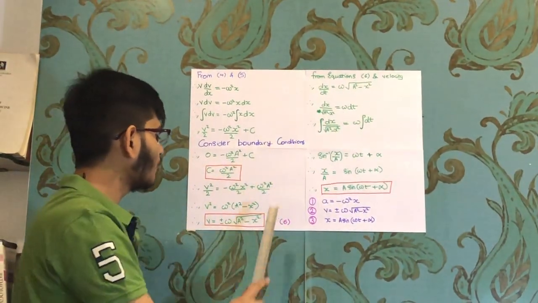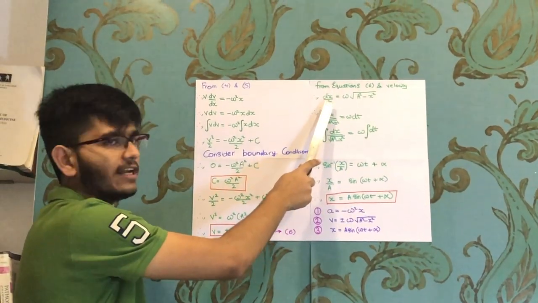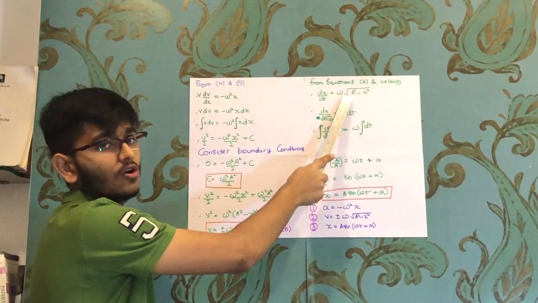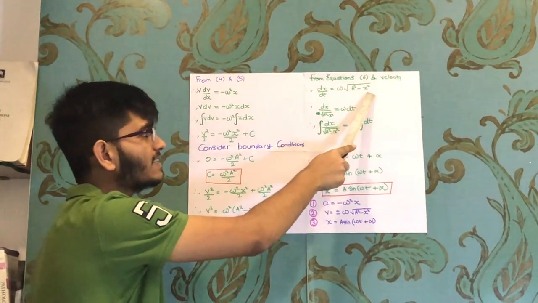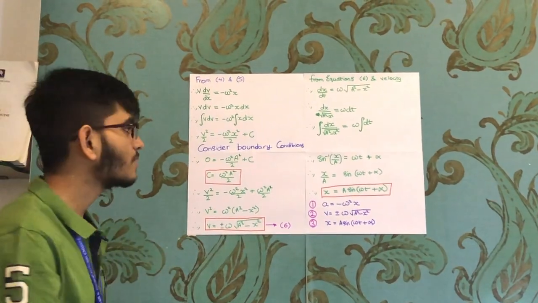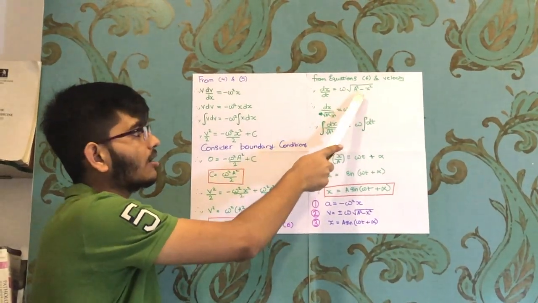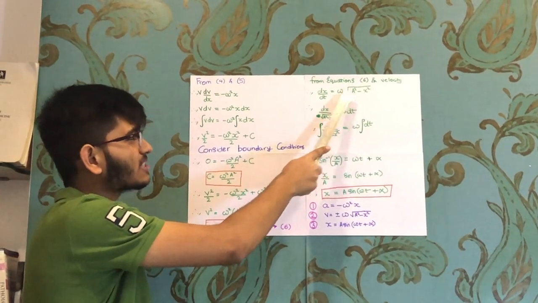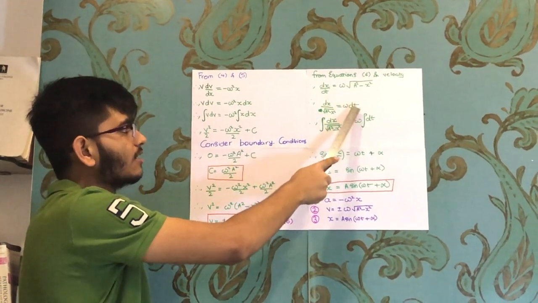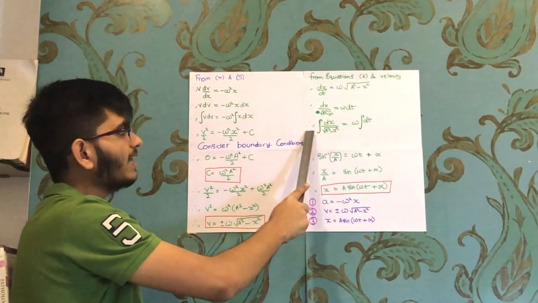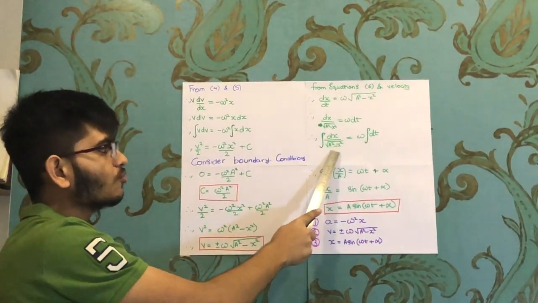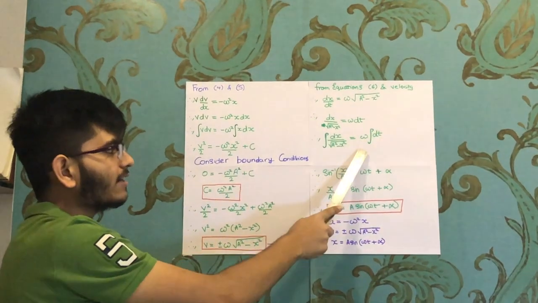Therefore, from velocity, we know that dx upon dt is v. So dx upon dt is equal to omega root of a square minus x square. Over here, we are taking omega as a positive value. Therefore, bringing root of a square minus x square with dx and dt over there. Since omega is constant, it will be multiplied with dt. So taking an integral on both the sides, we get integral of dx upon root of a square minus x square is equal to omega integral of dt.